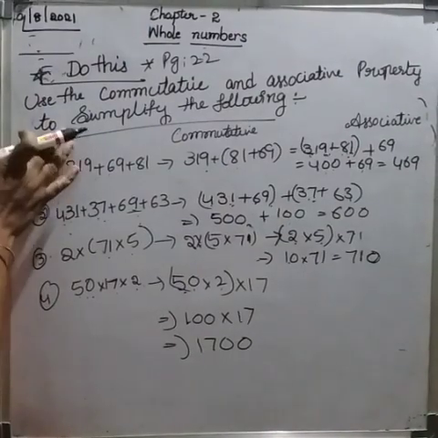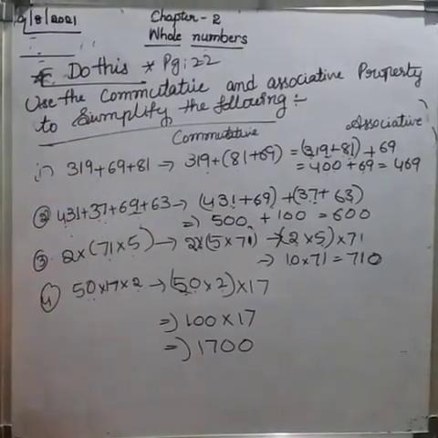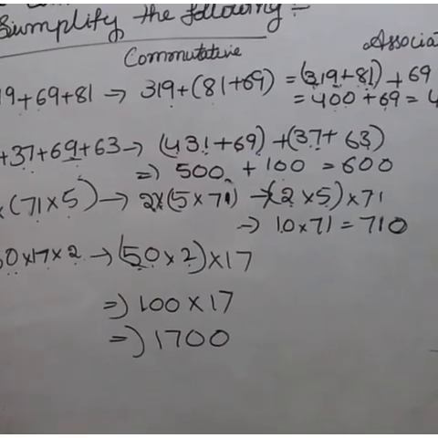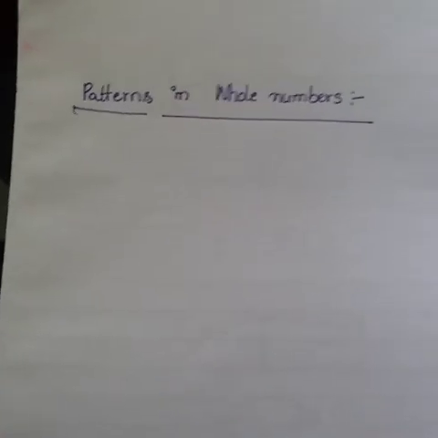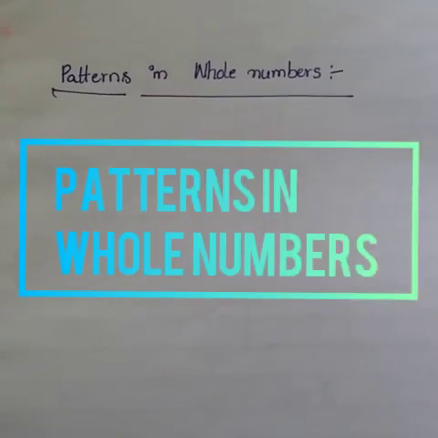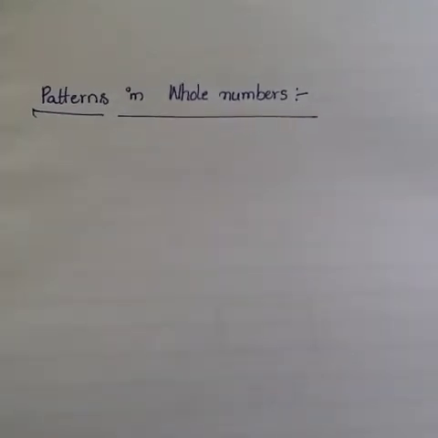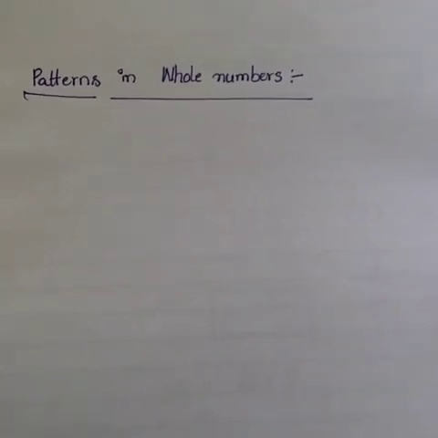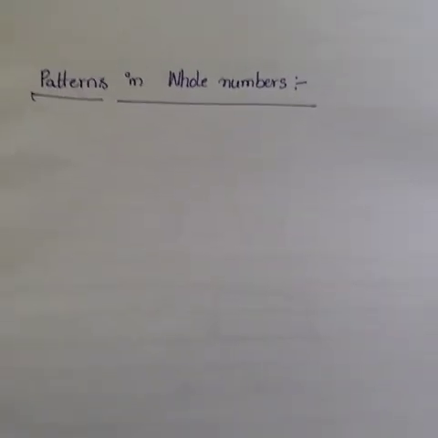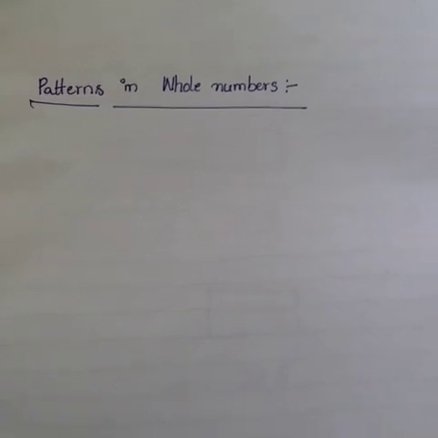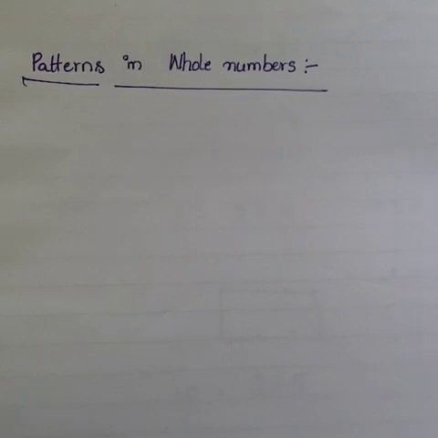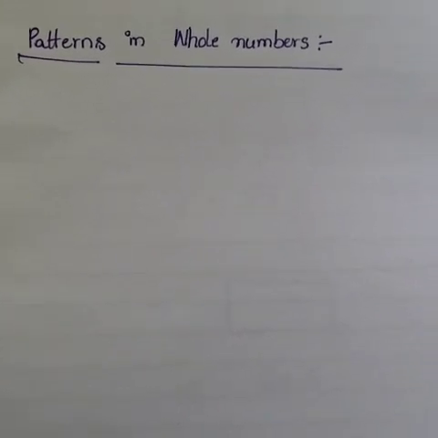This is the Do This, page number 22. Patterns in whole numbers. We shall try to arrange numbers in elementary shapes made up of dots: a line, a rectangle, a square, a triangle. Every number should be arranged in one of these shapes. No other irregular shape is allowed. Okay? Whole numbers can be shown in elementary shapes made up of dots.